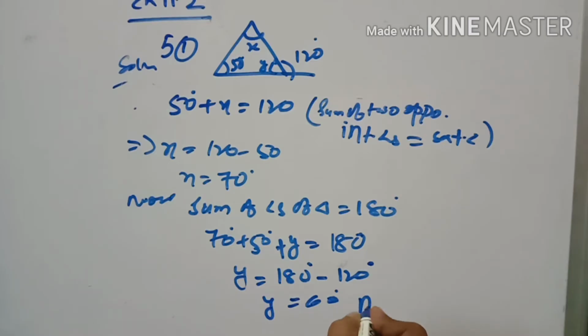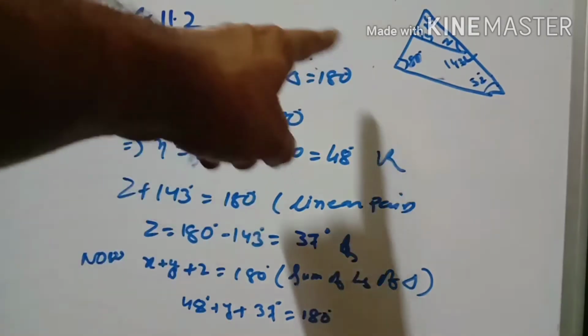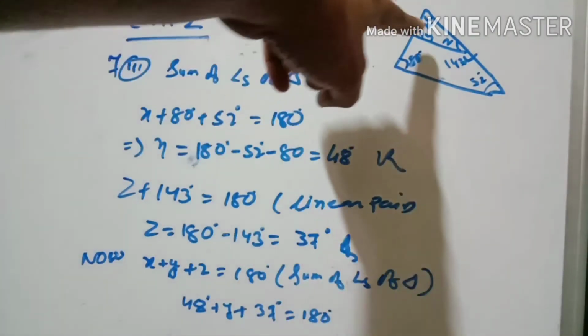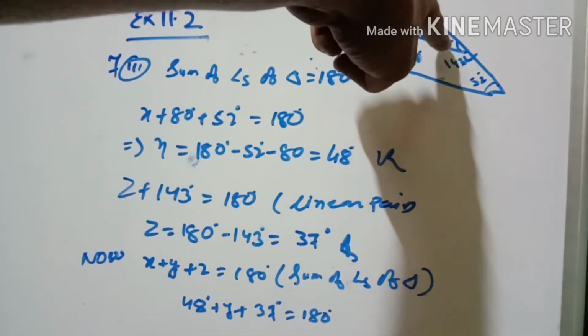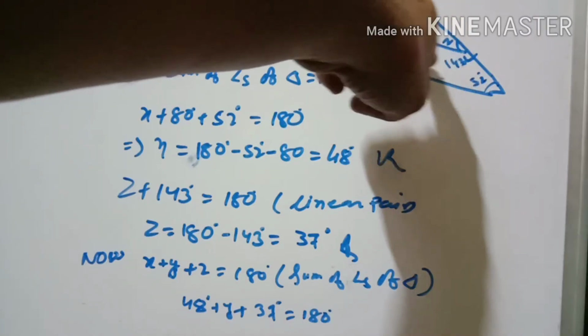Therefore y equal to 60 degree, x equal to 70 degree. Write down please. Now see 11.2 question number 7. It is given according to the figure: this is x, this is y, this is z, this is 143, this is 52 degree, this is 80 degree.